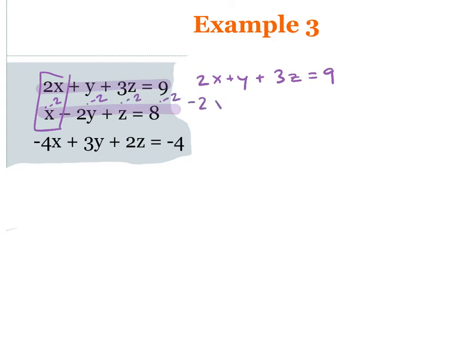So we have negative 2x plus 4y minus 2z is equal to negative 16. Our x's cancel. What's y plus 4y? 5y. What is 3z minus 2z? Z. And then 9 minus 16? Negative 7. Yeah, negative 7.